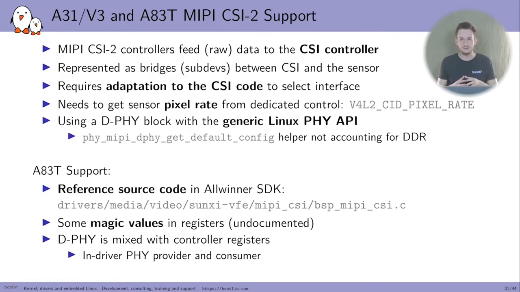Then these drivers also need to retrieve the pixel rate from the sensor in order to correctly configure the clocks, especially the D-PHY block, which handles the physical layer of MIPI CSI-2. It was integrated using the generic Linux PHY API, which supports the MIPI D-PHY. But the helpers didn't actually account for DDR, so we had to add a factor of 2 at some point in the code. To actually add support for the hardware, we could use some reference source code from Allwinner for the A83T, which has a number of magic values which we couldn't really figure out because there was just no documentation around. So we kind of imported some of those magic values into our mainline drivers.